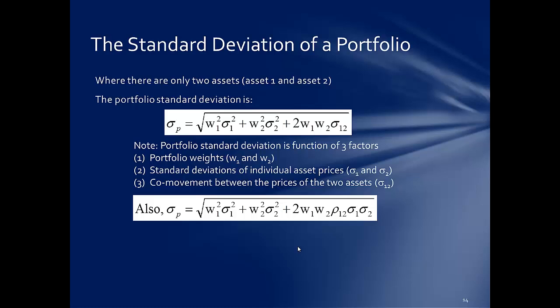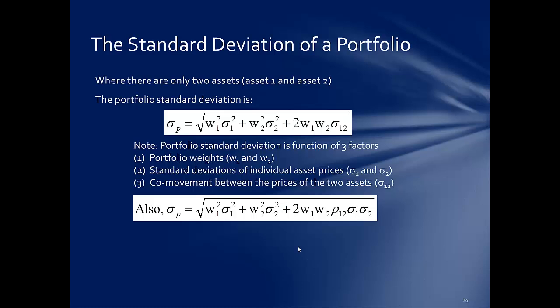Employing that nomenclature where we have only 2 assets, the portfolio standard deviation is defined thusly. It is the square root of W1 squared times the variance of asset 1 plus W2 squared times the variance of asset 2 plus 2 times W1 times W2 times the covariance of assets 1 and 2. Now, please note, as we mentioned earlier, portfolio standard deviation is a function of 3 factors: the portfolio weights, the standard deviations of the individual assets, and the co-movement between the prices of the two assets.